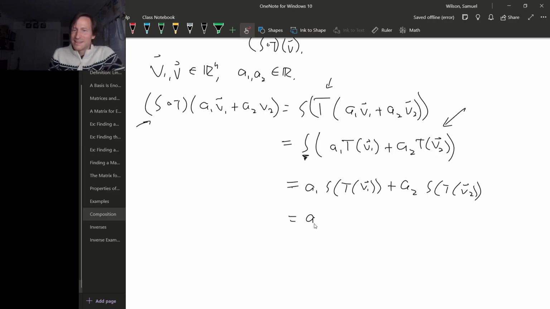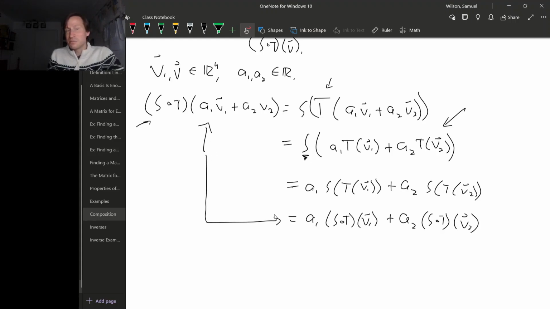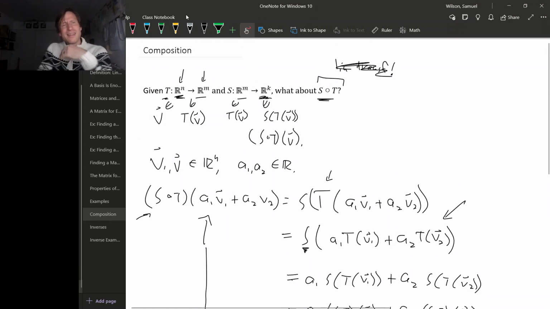But of course, this is just another way of saying a1 times S composed with T applied to v1 plus a2 times S composed with T applied to v2. So you see that the transformation S composed with T is linear. It satisfies this characteristic property of linear transformations. So S composed with T is linear, but that makes you wonder.